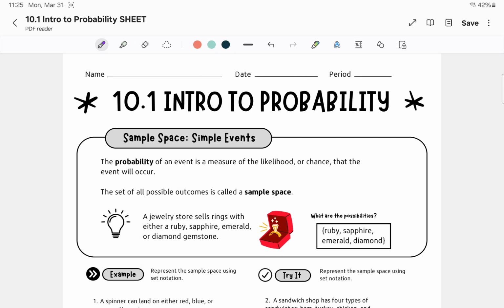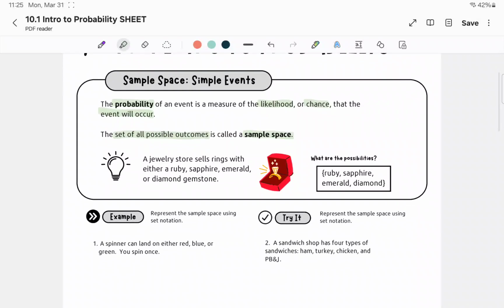So we're in a new unit, which is probability, which means we're going to be finding the likelihood or the chance that events are going to occur. In order to find the chance of something occurring, we need to know all the possibilities that could happen from an event. That's what sample space is: the set of all possible outcomes from an event. So that's what we're going to be looking at today, and let's go ahead and get started.